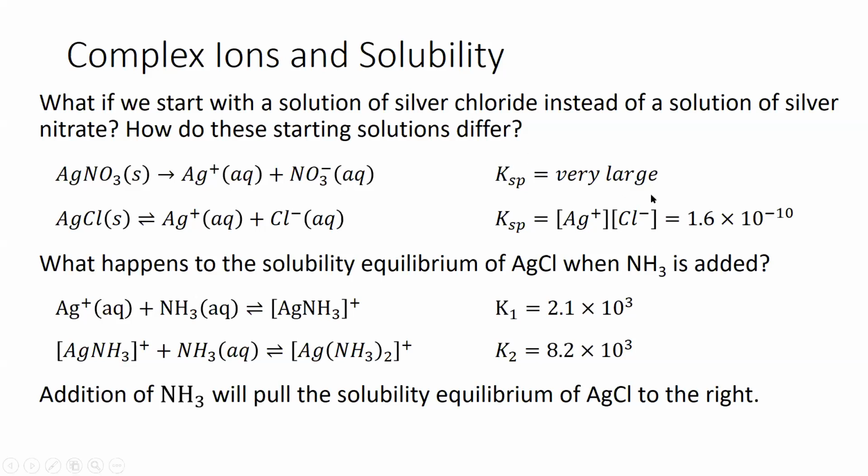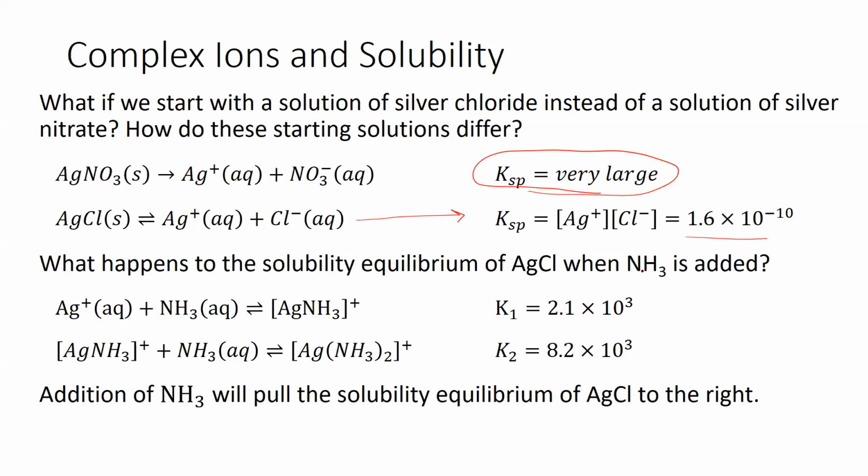So silver nitrate, we know, has a very large KSP. It's very soluble, and that's because of the nitrate as the anion for that ionic substance. But the KSP for silver chloride is very small. Towards the end, we're going to do a quick calculation of the solubility of silver chloride, just for the sake of comparison.